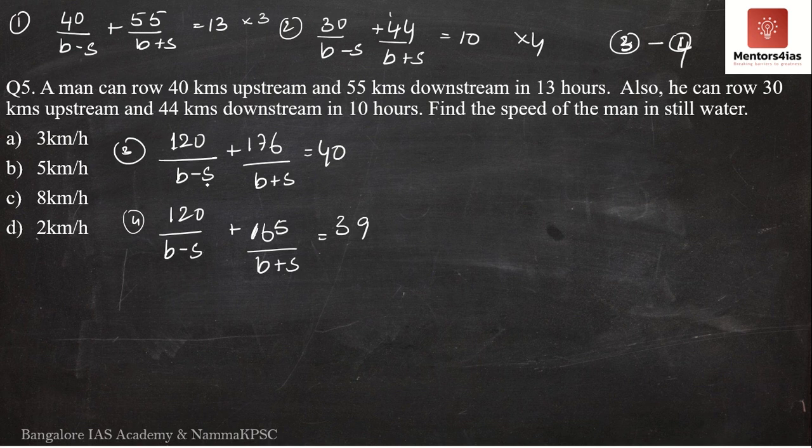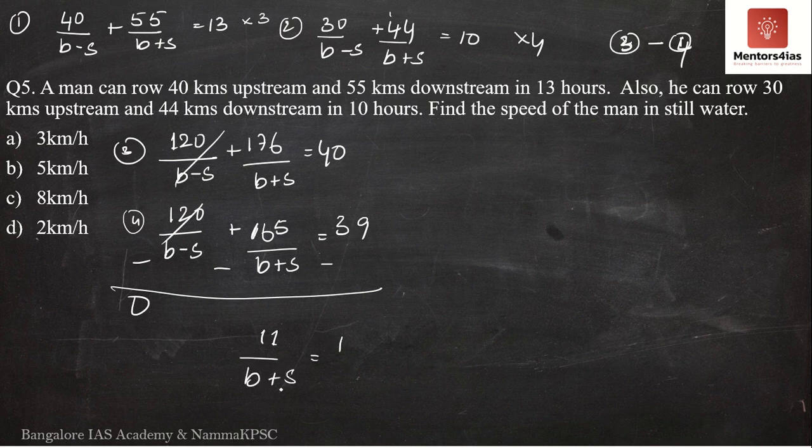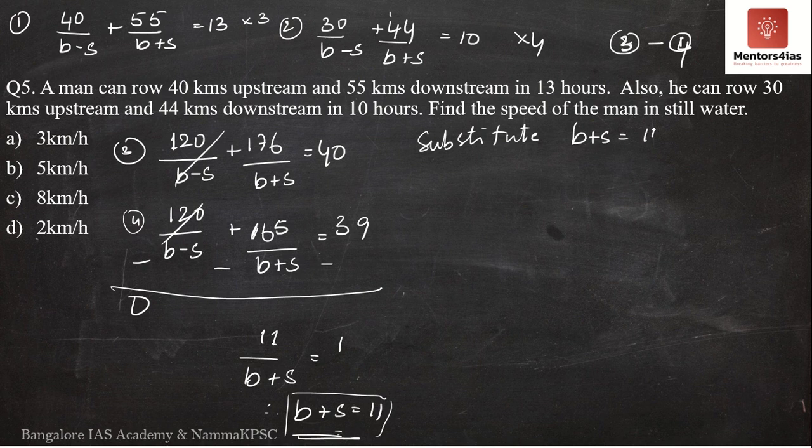So when I subtract the fourth equation from the third equation, what do I get? Minus, minus, so this gets cancelled. What do we have? 176 minus 165, the denominator remains the same. So we have 11 divided by B plus S is equal to 40 minus 39, which is 1. Therefore, B plus S is equal to 11. Once we have determined B plus S is equal to 11, we will now substitute B plus S as 11 in the first equation.